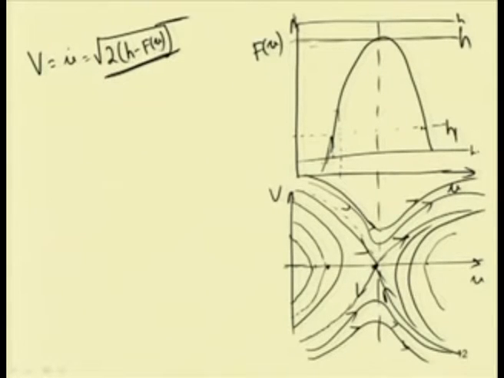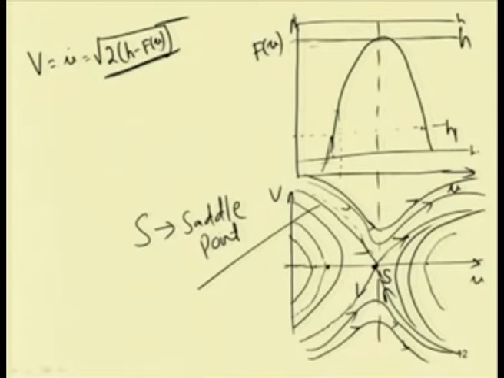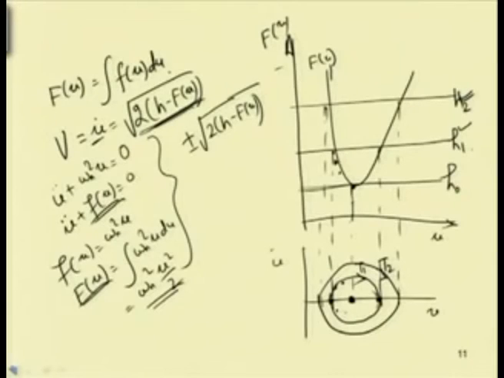This point is known as a saddle point, or S. So, S represents the saddle point, and these lines which separate this are known as the separatrix. In the previous curve one can see this point, which corresponds to the minimum potential energy, is known as the center.